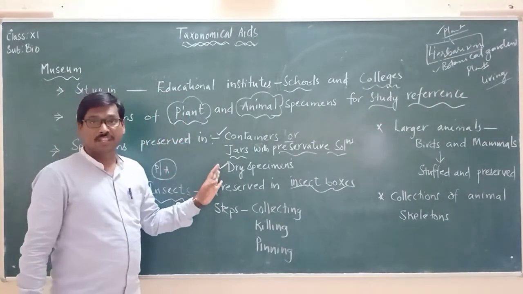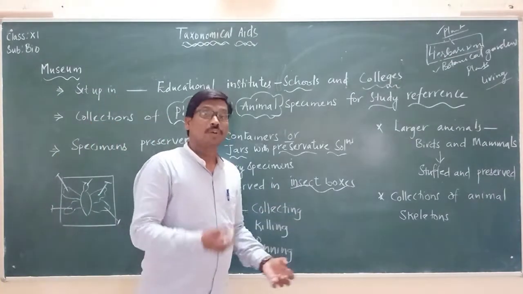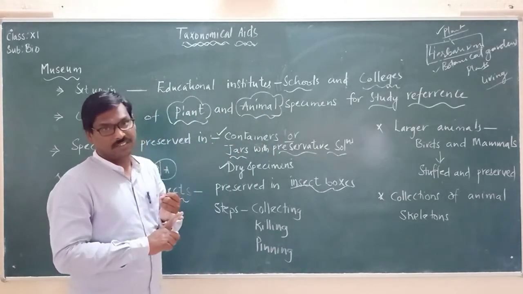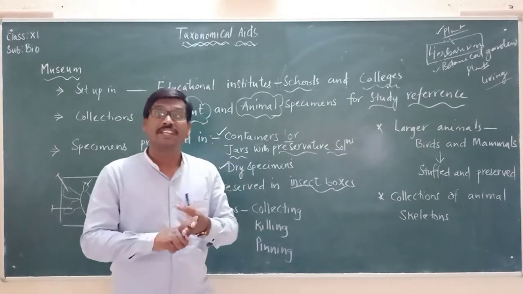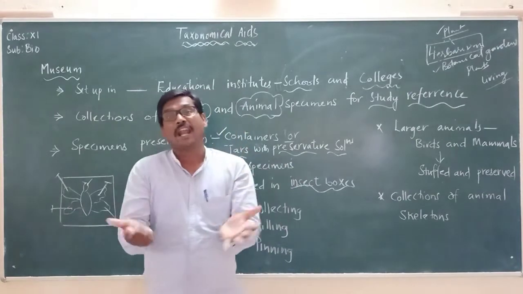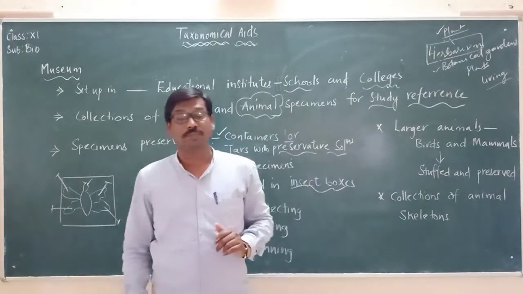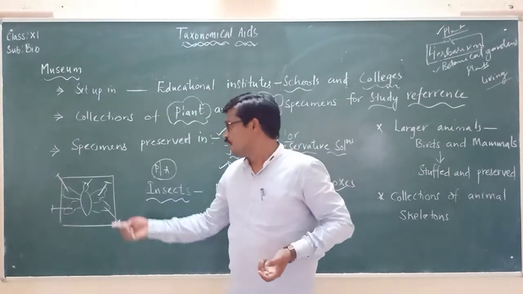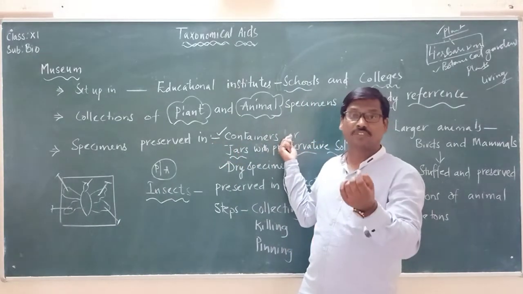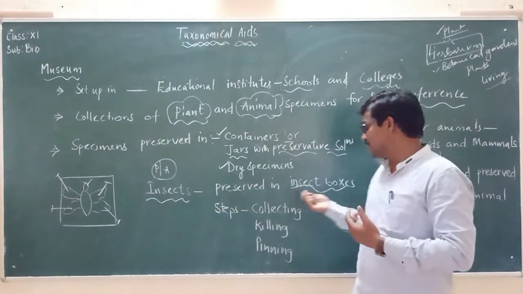For dry specimens, if you are taking for example insects, they are preserved in the insect boxes. So in order to preserve the insects, what are the steps that we follow? First one is collecting, second one is killing, then the third one is pinning. We will use the pins, stretch its body and keep it in a glass box. This is how it is done in the museums. If it is small animals, we place them in containers or jars with preservative solutions, or if it is insects, we keep them in insect boxes.